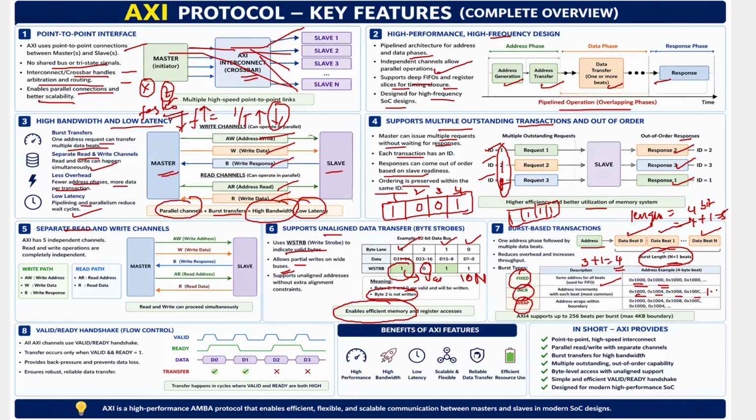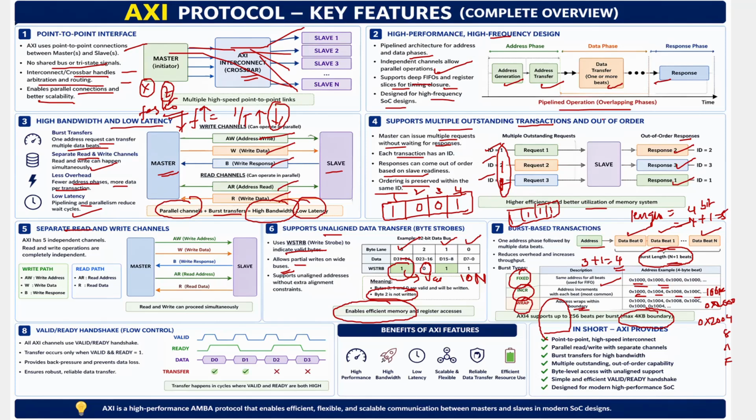For example, 0x2000, then 0x2004, 08, 0C, and then 3000. Based on that, the address will be incremented. And then the wrap burst: the address wraps within the boundary. It follows the 4K boundary, maximum 4K boundary. If it reaches that maximum boundary, it wraps around to the starting address.